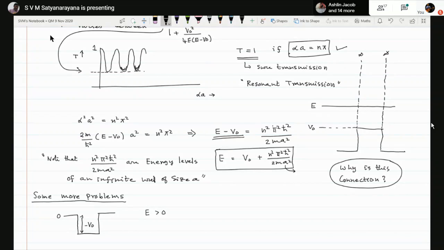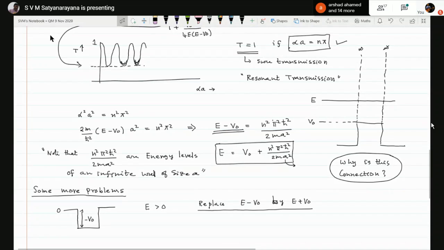Okay, so whatever we have done is valid. Everything is valid, except that now you are going to replace E minus V naught by E plus V naught. That's all. Okay, in the previous expression, wherever you have E minus V naught, replace it by E plus V naught. This is a scattering problem for getting the transmission coefficient.